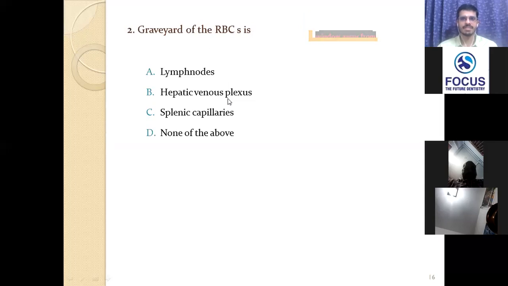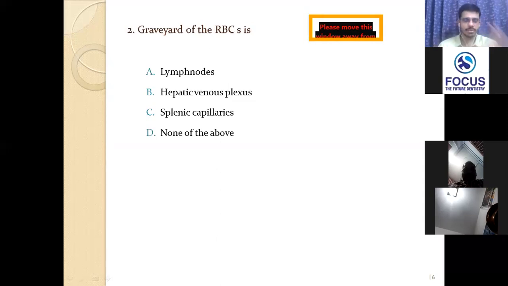Graveyard of the RBCs is the splenic capillaries, very good. That's because of their thin diameter, they get entrapped there. Whenever you see a question like this, let me get this straight right now. You're starting your preparations. Whenever you get a multiple choice question, if you have answered the option correctly, do not close the question at that.